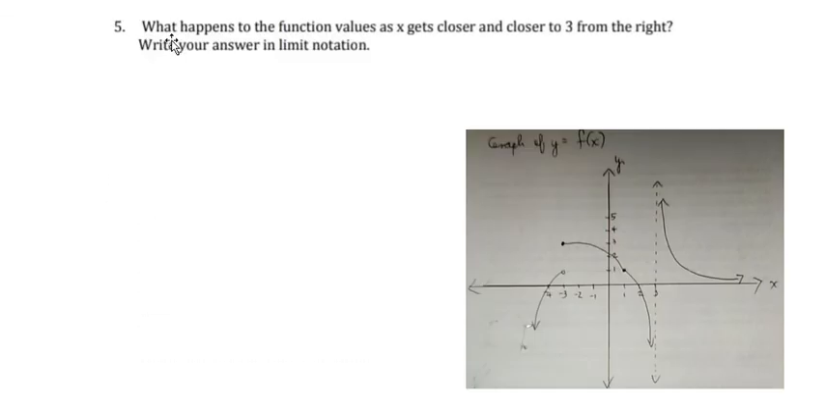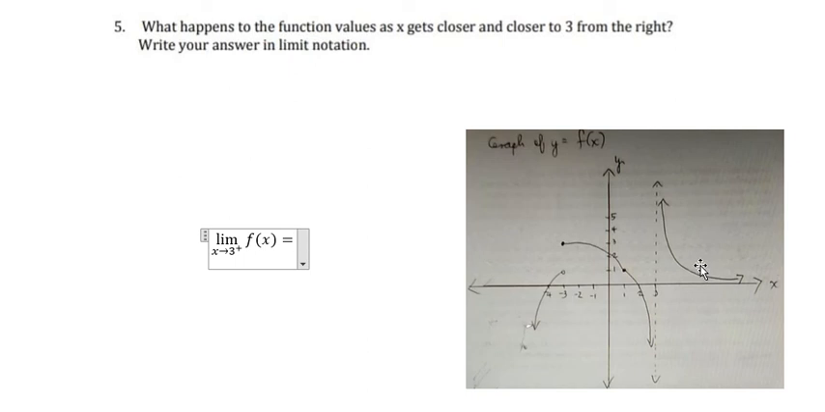Question number 5. What happens to the function values as x gets closer and closer to 3 from the right? So we have the limit. We have number 3, and this is from the right in here. So this is positive, and we have the function.